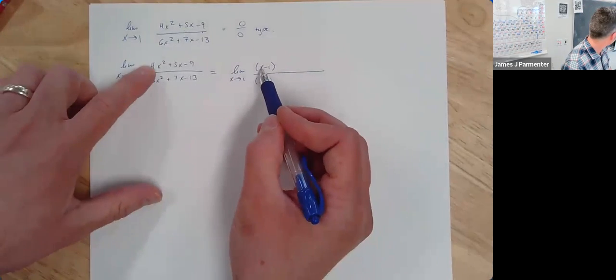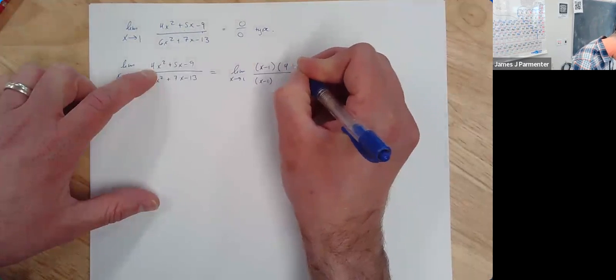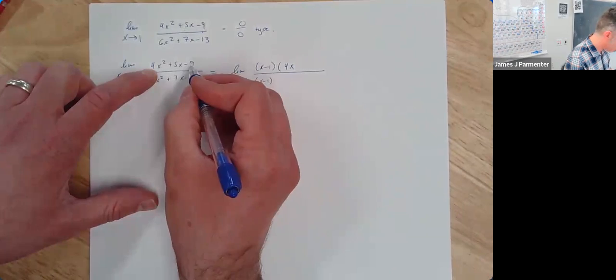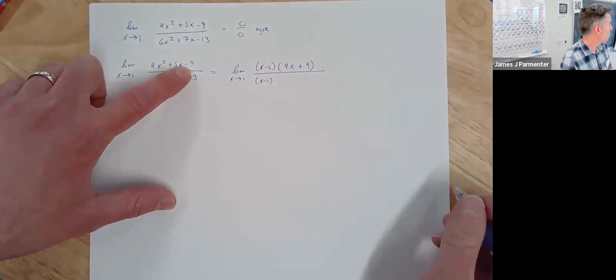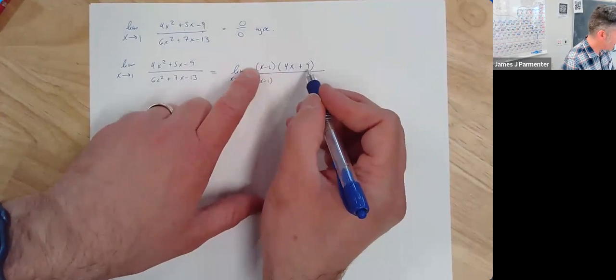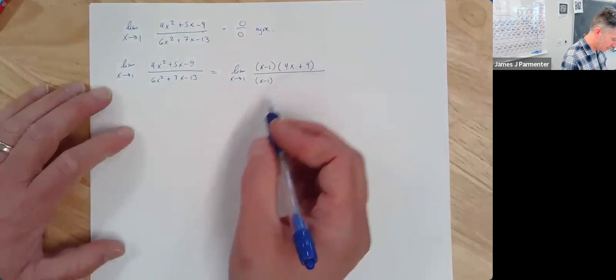So if I have an x here, I need a 4x squared here, so I have to multiply that by 4x for that to work. If I have a negative 9 there and a negative 1 there, I need a plus 9 here. Let's check to see that the middle terms work out. Negative 4x plus 9x gives me 5x. That checks out. Let's do the same thing for the bottom.